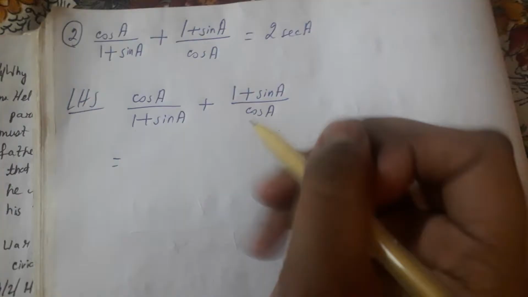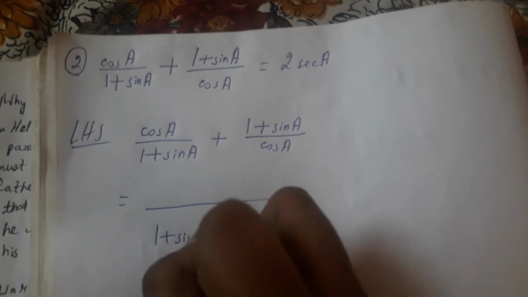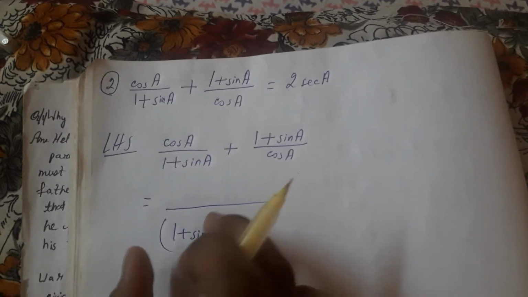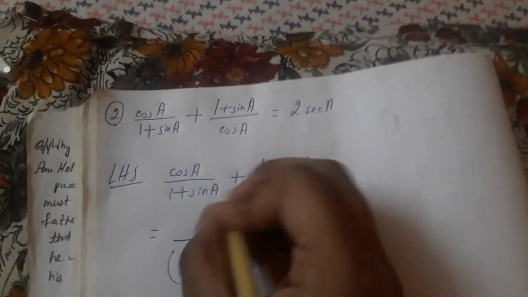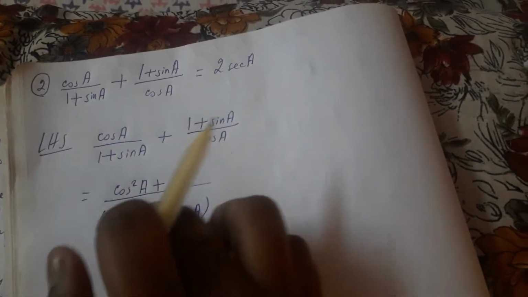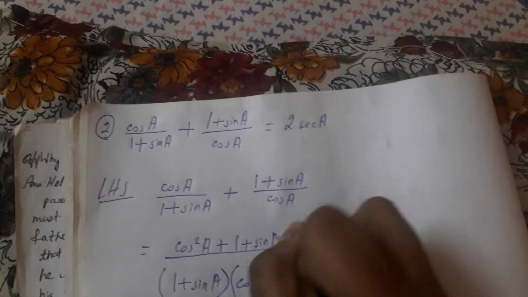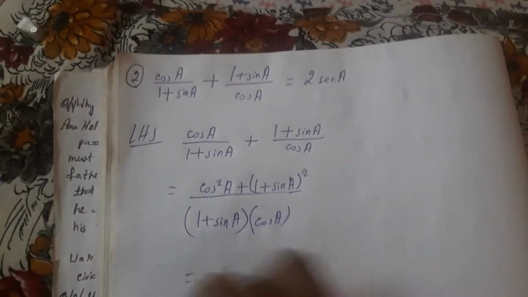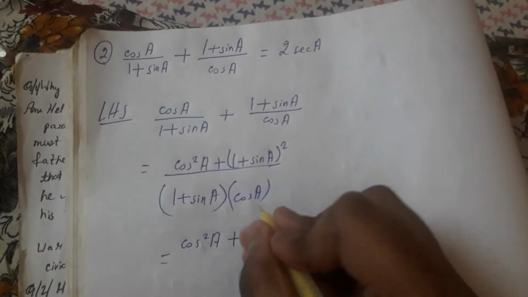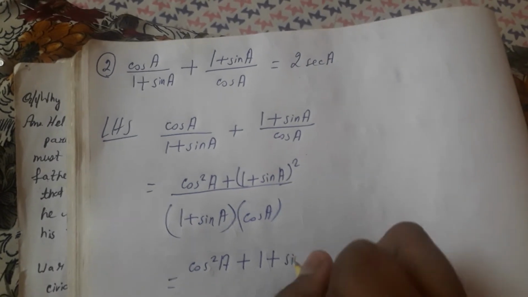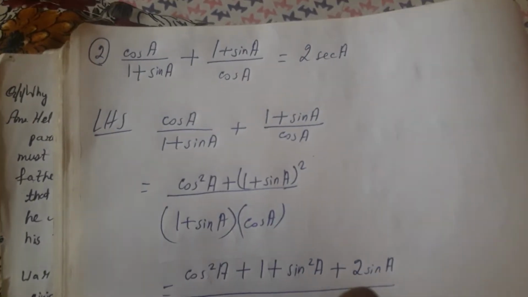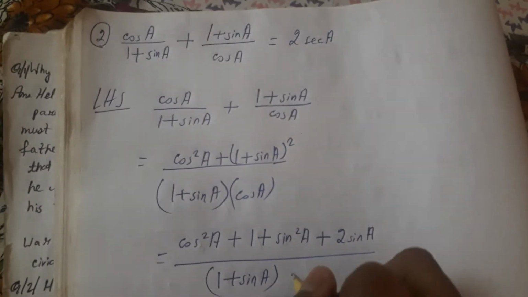Okay, you have to take the LCM. Now see, solve it. The denominator is (1 plus sin a) cos a. Now (1 plus sin a) will cancel out in part and cos a will be cos square a plus (1 plus sin a) whole square. Now this will be in (a plus b) whole square format, that is cos square a plus 1 plus sin square a plus 2 sin a, divided by (1 plus sin a) into cos a.